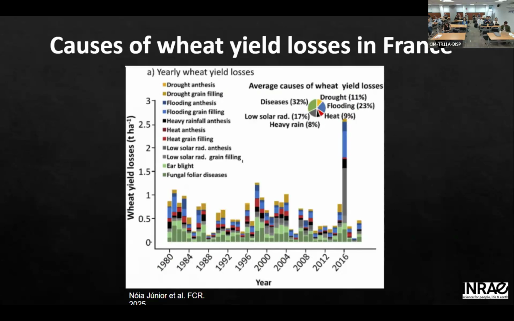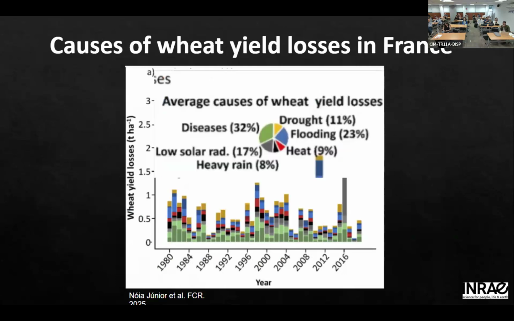Here we see the causes; the different colors mean different causes of wheat yield loss. I'm not going through all the crop seasons, but if you just consider the average, you see diseases are the most important factor for wheat yield loss in France. In second comes flooding, with a 23% average of all wheat yield loss in France. Only fourth comes drought, and after that heat. So flooding and disease are very important.